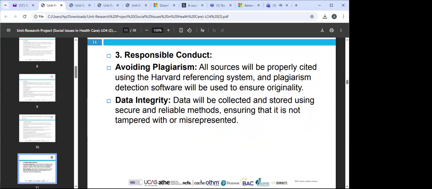Then we have data integrity. Data will be collected and stored using secure and reliable methods, ensuring that it is not tampered with or misrepresented. The data should not be tampered with or misrepresented. Very, very important.